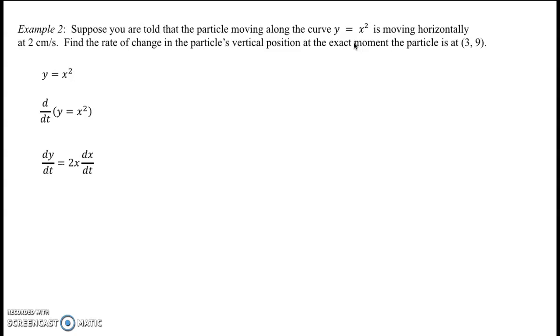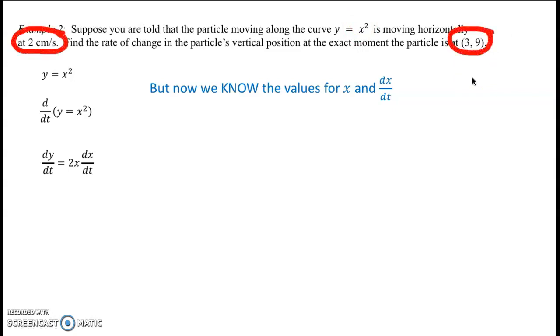We said we could find the derivative of this expression with respect to time. But now we know the values for x, and we know the values for dx/dt. We know in this case that the value of x is 3, and the value of dx/dt. Now why do I know that's dx/dt? Because it says this is how it is moving in the horizontal direction. And remember, x is when we're moving horizontally on the Cartesian plane. So in this case, x equals 3, and dx/dt is equal to 2 centimeters per second.